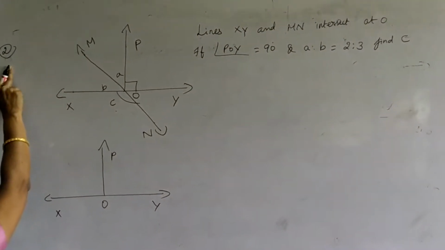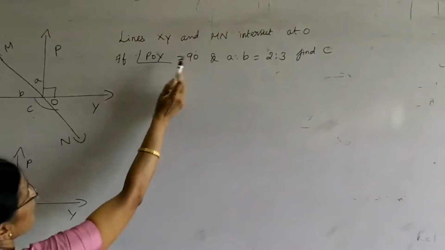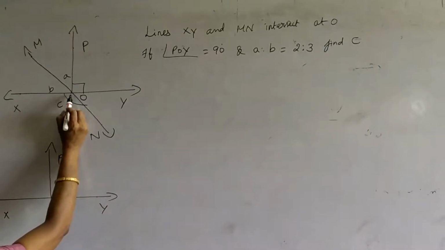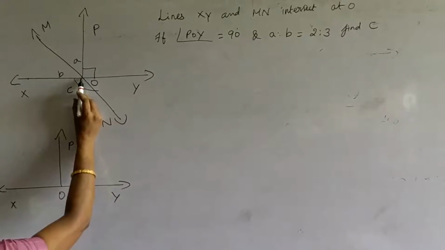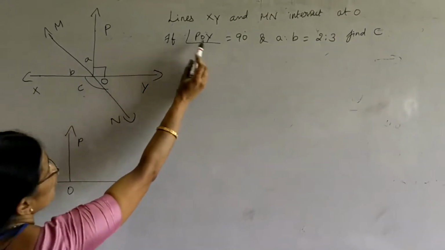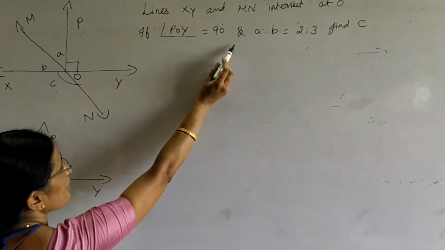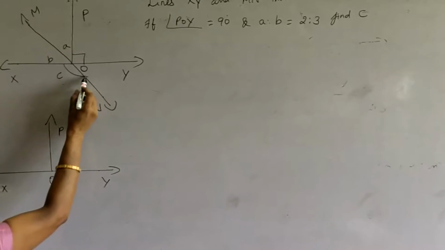6.1 second sum. The figure is given. Lines XY and MN intersect at the point O. O is the point of intersection of the two lines. If POY is 90 and the ratio of A and B is 2:3, the question is find out C. This angle is asked here.